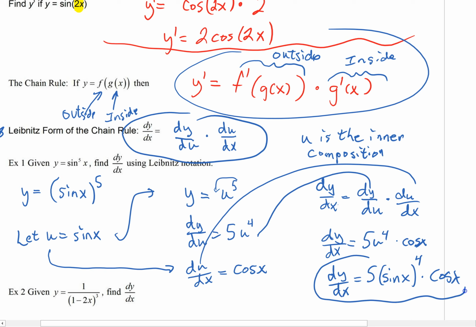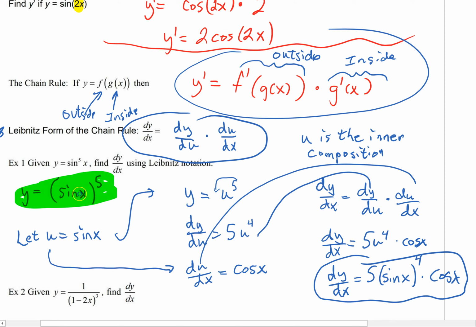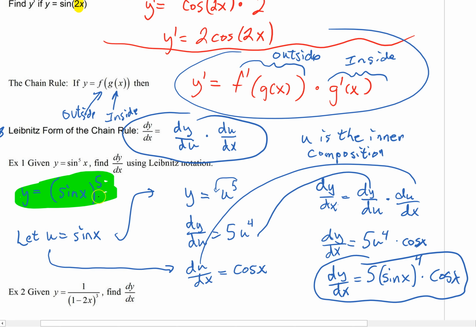Now, without a doubt, I think when kids come back to this problem, they'll say, oh my goodness, Mr. Dobner, this is so much more complicated with this Leibniz notation. Look, how about we just do what you said up above? How about we just take the derivative of the outside? In other words, bring down that 5 sine of x to the 4th. Multiply by the derivative of the inside. Well, the derivative of sine is cosine. There you have it. You're done.